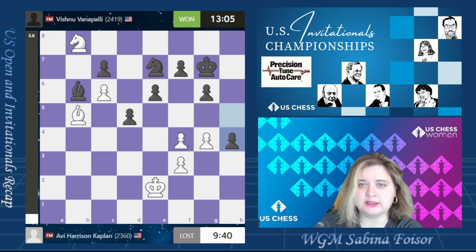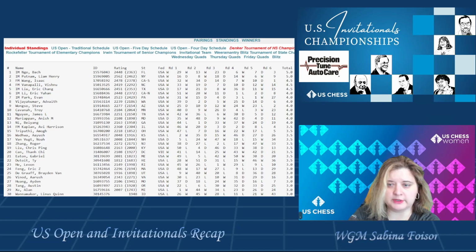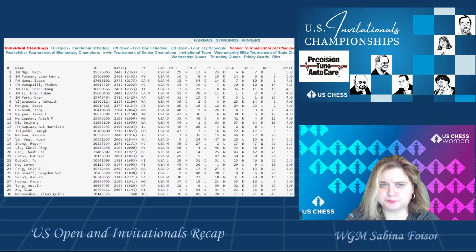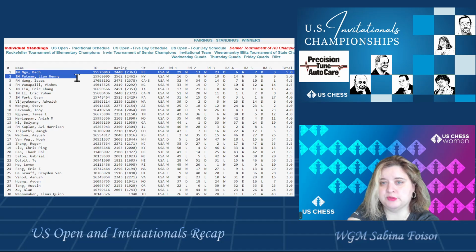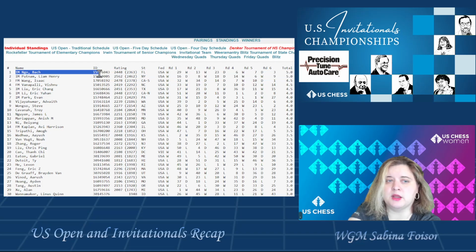But let's take a look at the final standings so you guys have an idea of how things ended up. All right, here it is. International Master Bahengo and International Master Liam Putnam finished shared first, with Bach winning a $5,000 scholarship for college, while Liam a $4,000 scholarship.